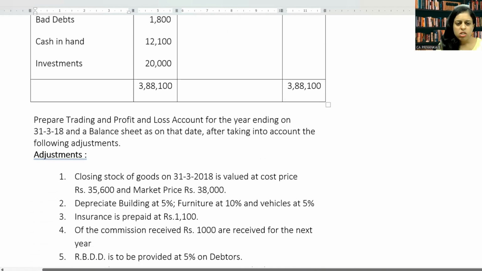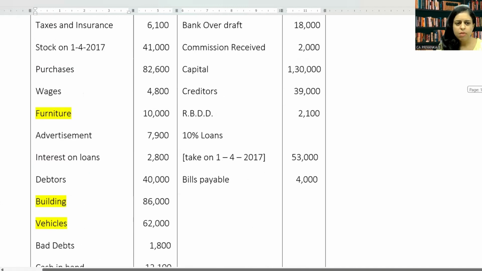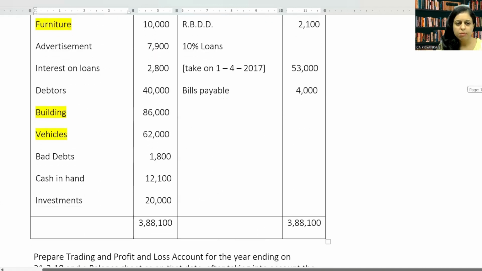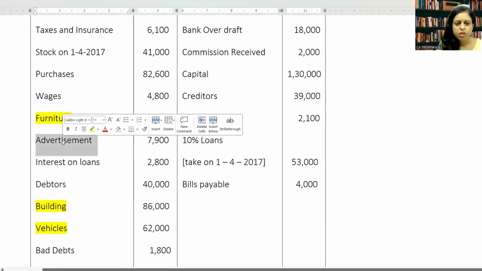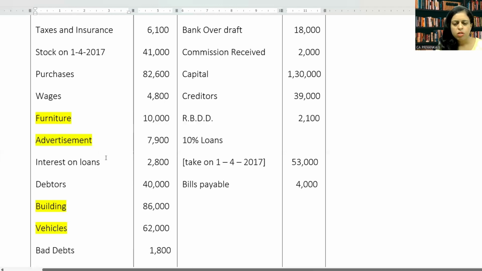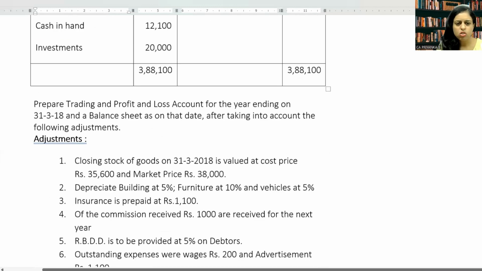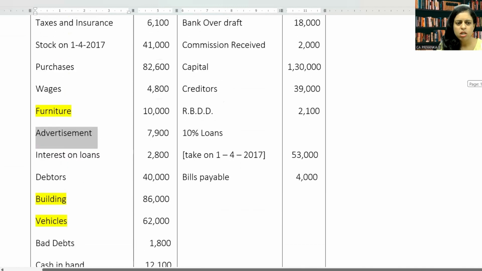Next adjustment entry is for insurance and commission. Okay, so insurance and commission, I'm going to track them and mark them. Advertisement is here. Not advertisement. What was it? It was two things that we have, insurance and commission. Okay, so let's take insurance and commission.